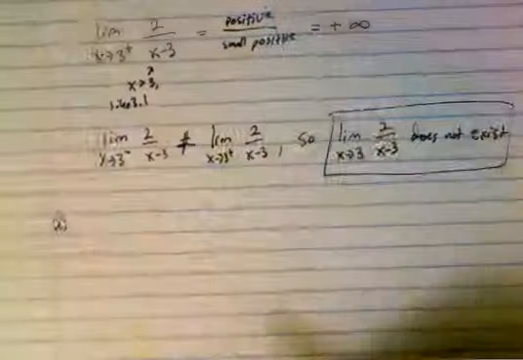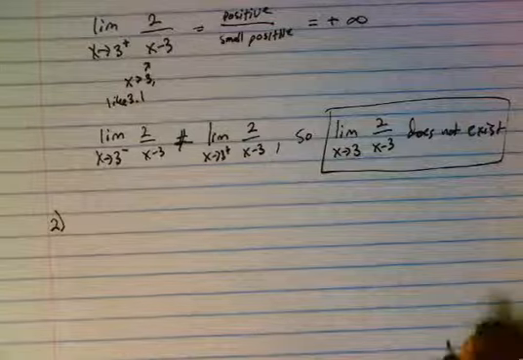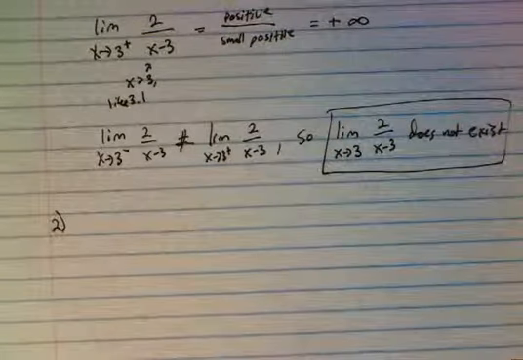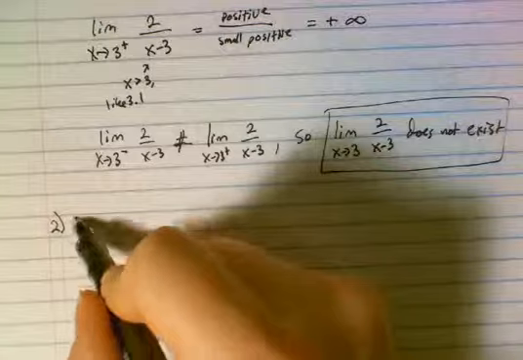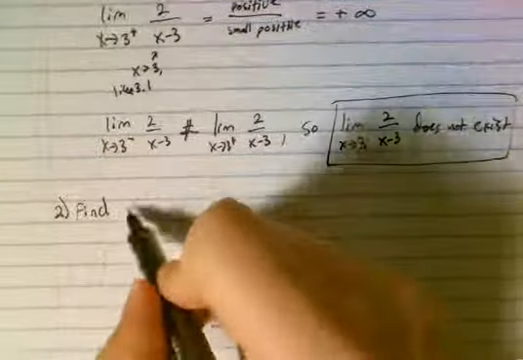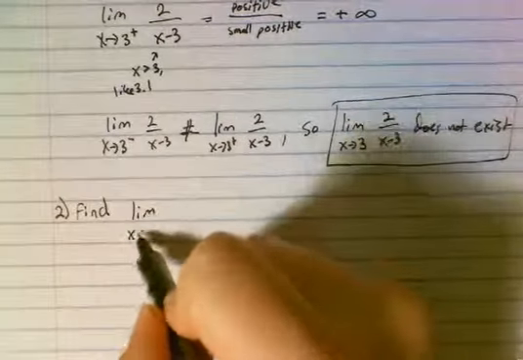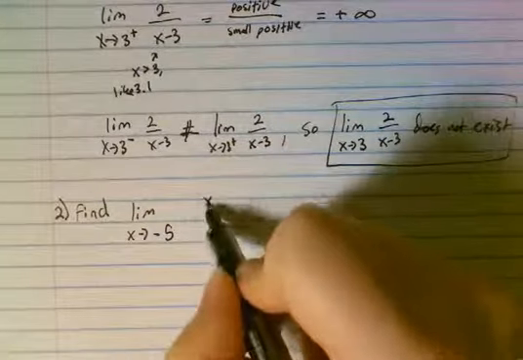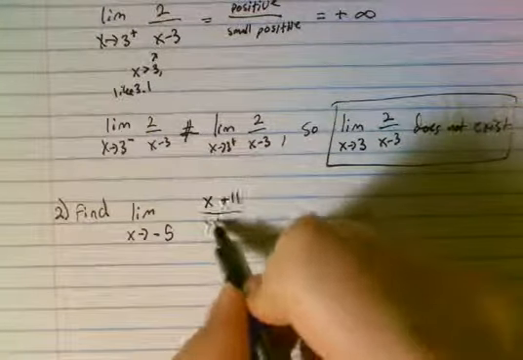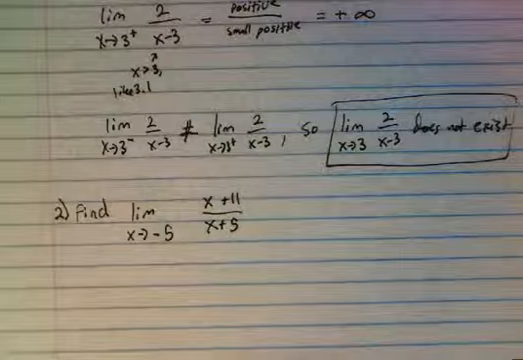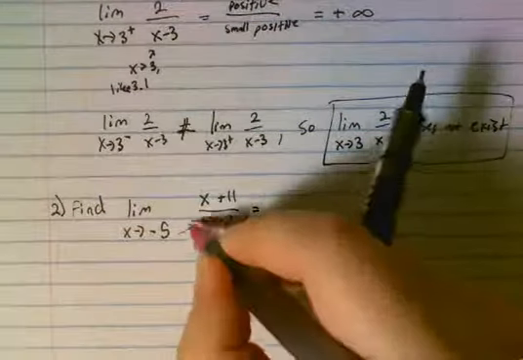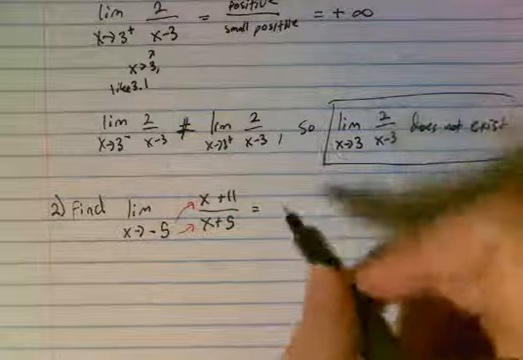Okay, let's do some more practice with those ones. Pretty much all of these in the vertical asymptote section are basically the same. We just need to figure out what the sign is, and whether it's positive or negative infinity. Going to find the limit as x approaches negative 5 of x plus 11 over x plus 5. And again, our first step is to try to plug these in, see what we get.